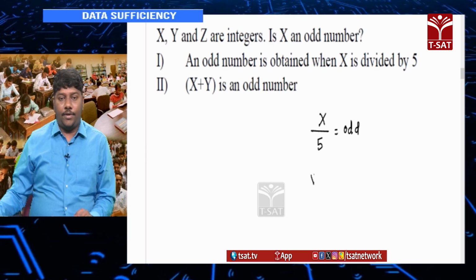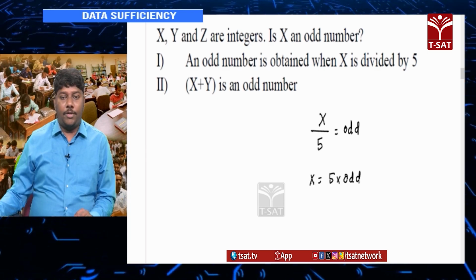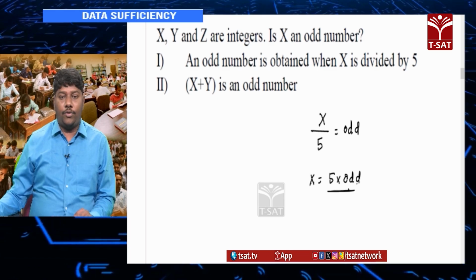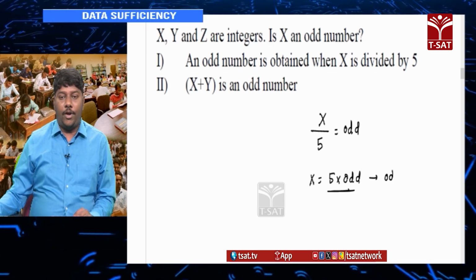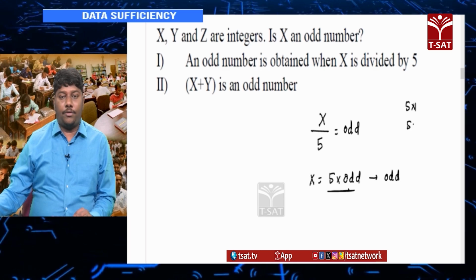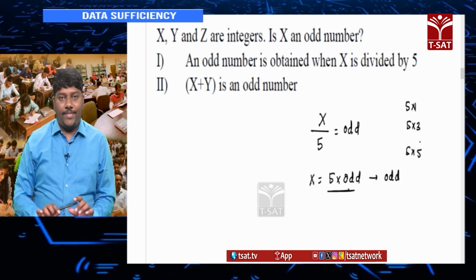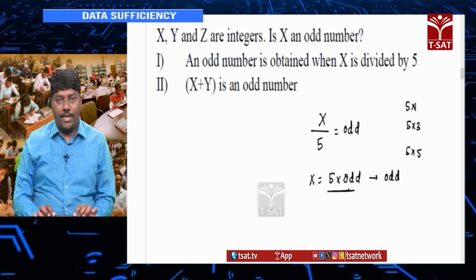So, what is x equal to? 5 into odd number. 5 is also an odd number, therefore, odd number into odd number will always be odd number. If you don't know, just check it. 5 into 1 is also 5, 5 into 3 is also odd number, 5 into 5 is also odd number. Therefore, statement 1 alone is sufficient.